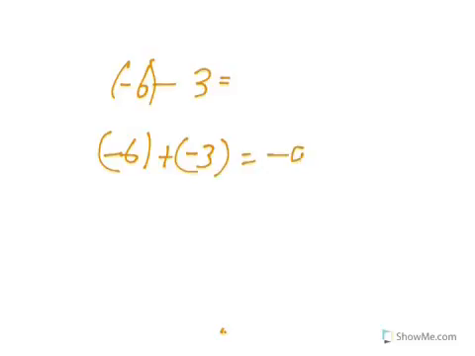Let's go -6 take away 3. First number stays the same. -6. Subtraction becomes addition. And 3 becomes its opposite, -3. -9. And that is the shortcut method for subtracting integers.